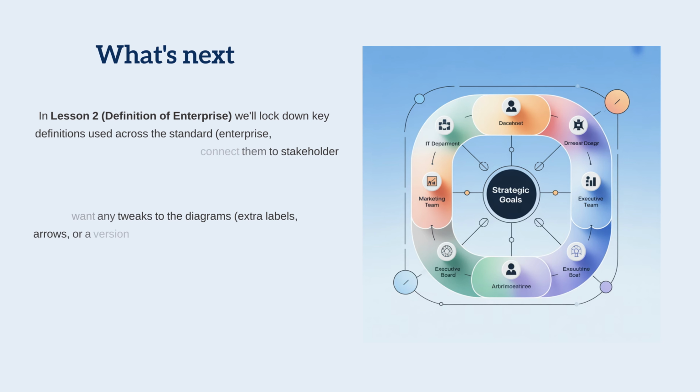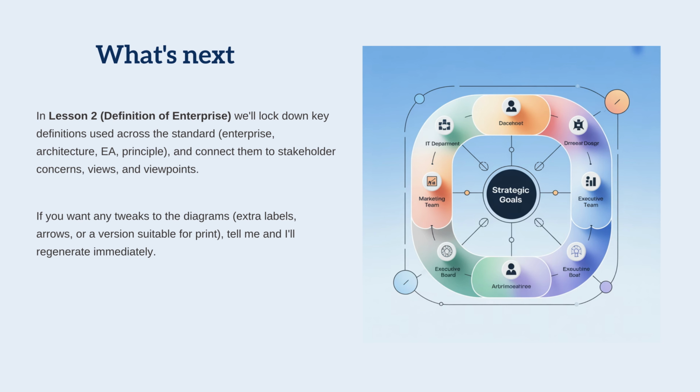You've now completed Lesson 1, Overview of Core Concepts. We explored the structure of the TOGAF Standard 10th edition, understood how its core components fit together, and reviewed the ADM, the BDAT domains, and key exam concepts. In our next lesson, we'll dive into definition of enterprise, where we clarify how TOGAF defines an enterprise, architecture scope, and stakeholder views.